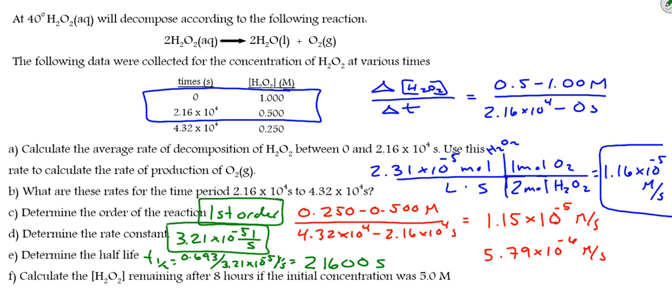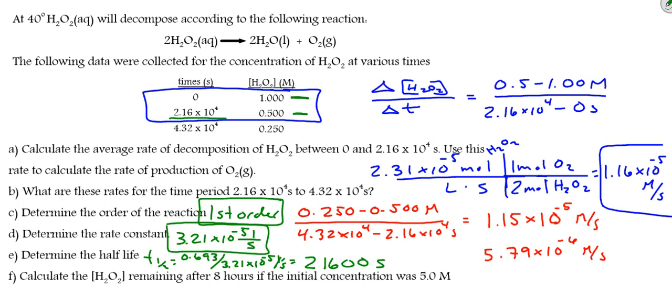By maintaining some sig figs, I get 21,600 seconds. And if you're thinking, wow, that's huge, well, if you look right back up on top, when you started with 1 molar of H2O2 and you ended up with 0.5, that's half of the amount. Well, look at that. There's my value right there. So half-life was already in my data.